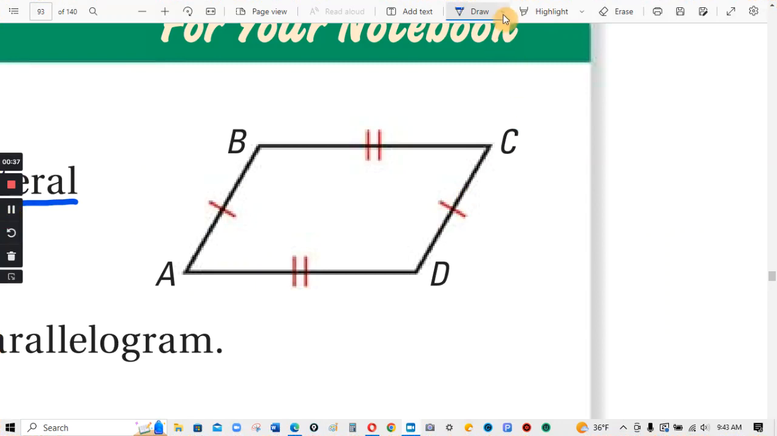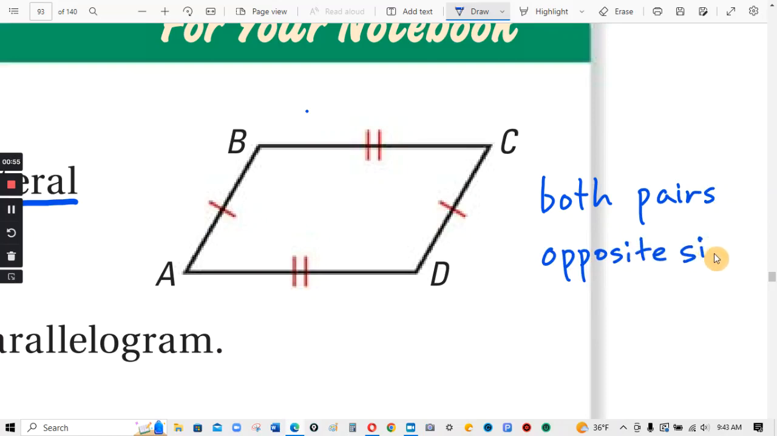All right, so right here, you need to prove both pairs of opposite sides congruent. Opposite sides, so these two and these two. If you can do that, that proves it's a parallelogram.